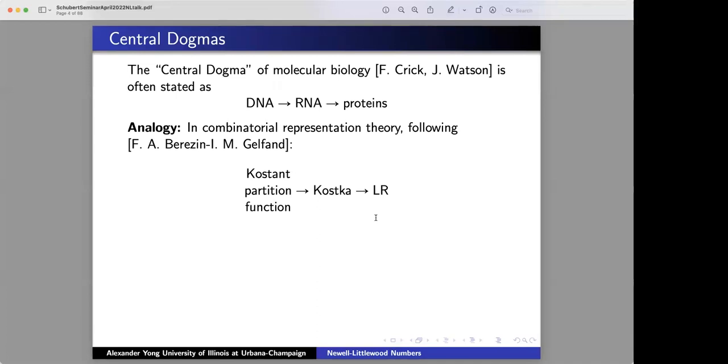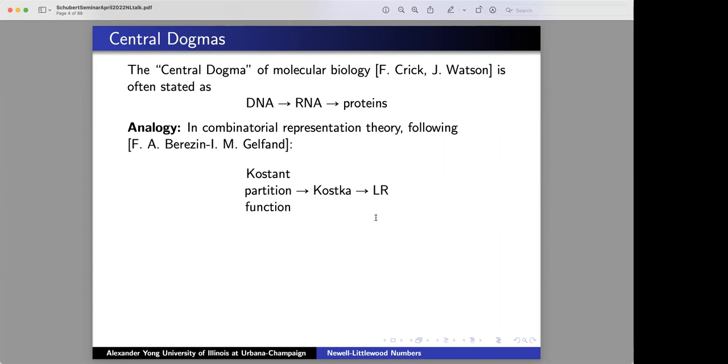And I want to talk about an analogy in combinatorial representation theory. This is something I read out of an old paper of Bernstein Zelevinsky, who credit Berezin and Gelfand. The trio here would be that the constant partition function, that is the number of ways to generate a vector using roots with positive coefficients, makes the Kostka coefficients, that is the multiplicity of a particular monomial in the Schur polynomial, which therefore makes the Littlewood-Richardson coefficient, which is how do you multiply two Schur polynomials and expand in the basis of Schur polynomials.